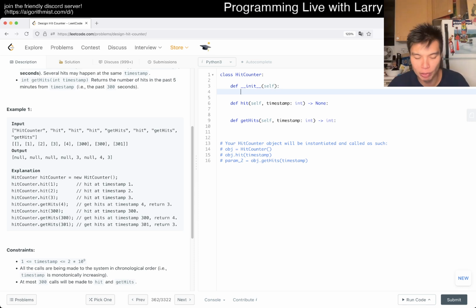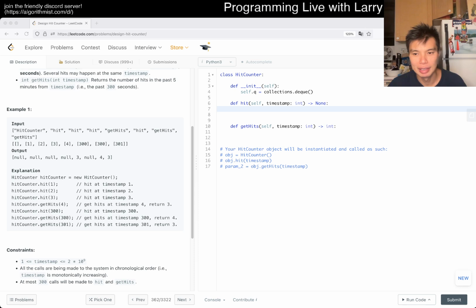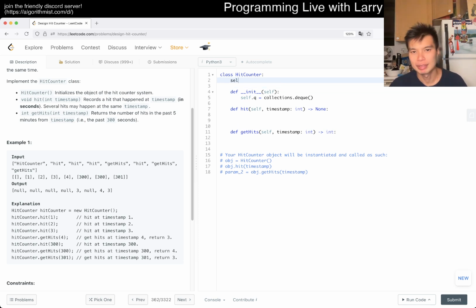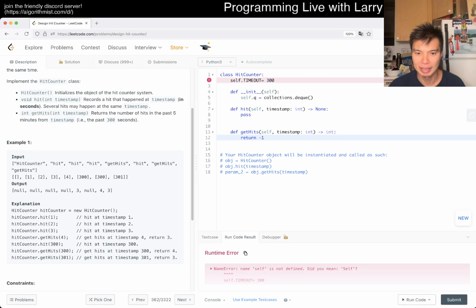You could just do it with a queue, right? First in, first out. Something like this. Now when you get a timestamp, I was looking for a constant, and it turns out that it's just 300 seconds, so we don't have to write anything. Maybe we can have timeout equal to 300 or something, right? Is that how you do it? I don't remember.